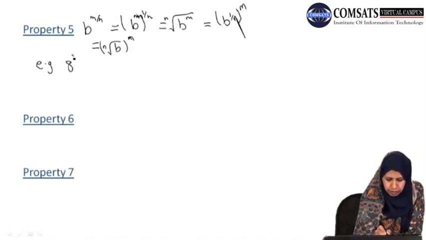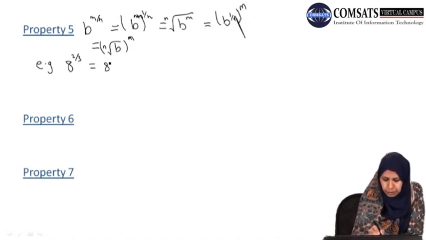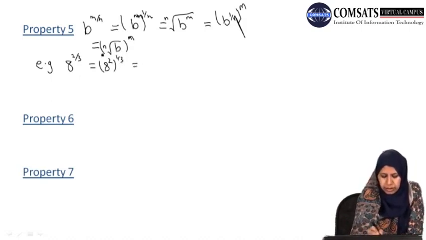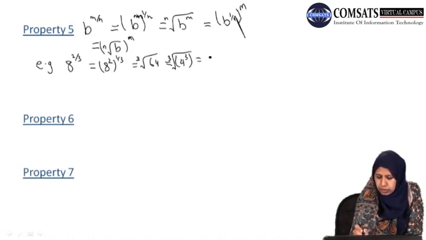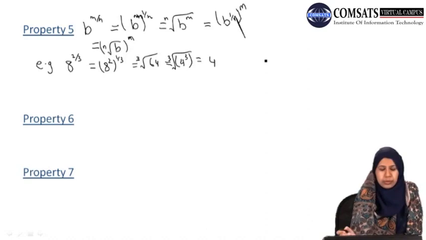Okay, now some easy examples. If we have 8 to the power 2 by 3, then 8 to the power m will be 2 whole to the power 1 by 3. 8 square is now 64, and 1 by 3 is the cube root. We know that 4 cube is 64, and taking the cube root we obtain 4.